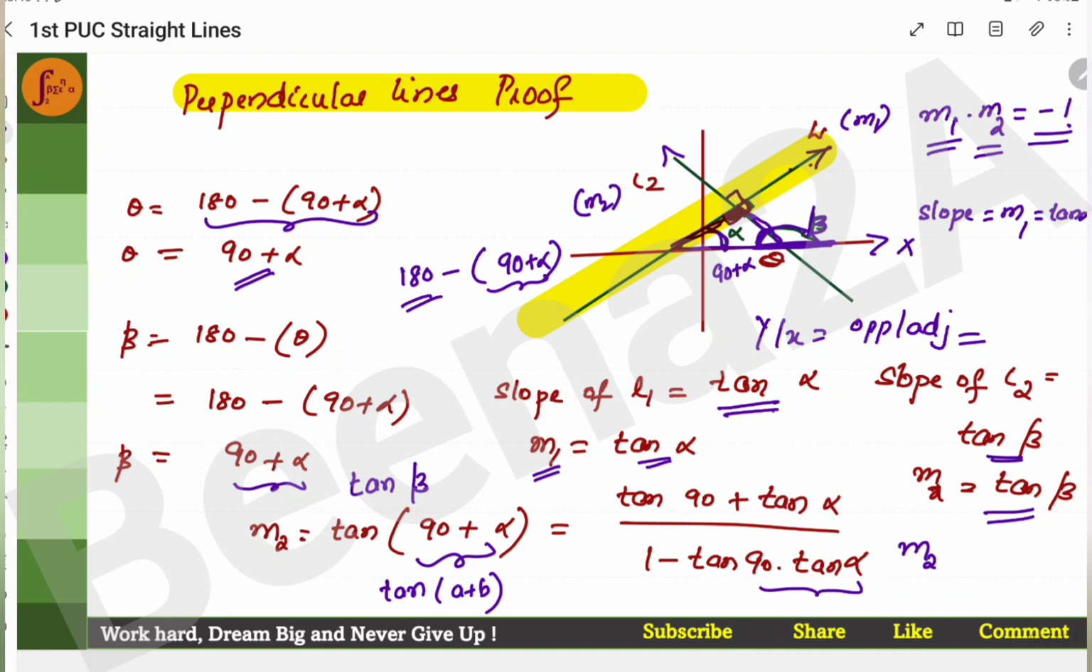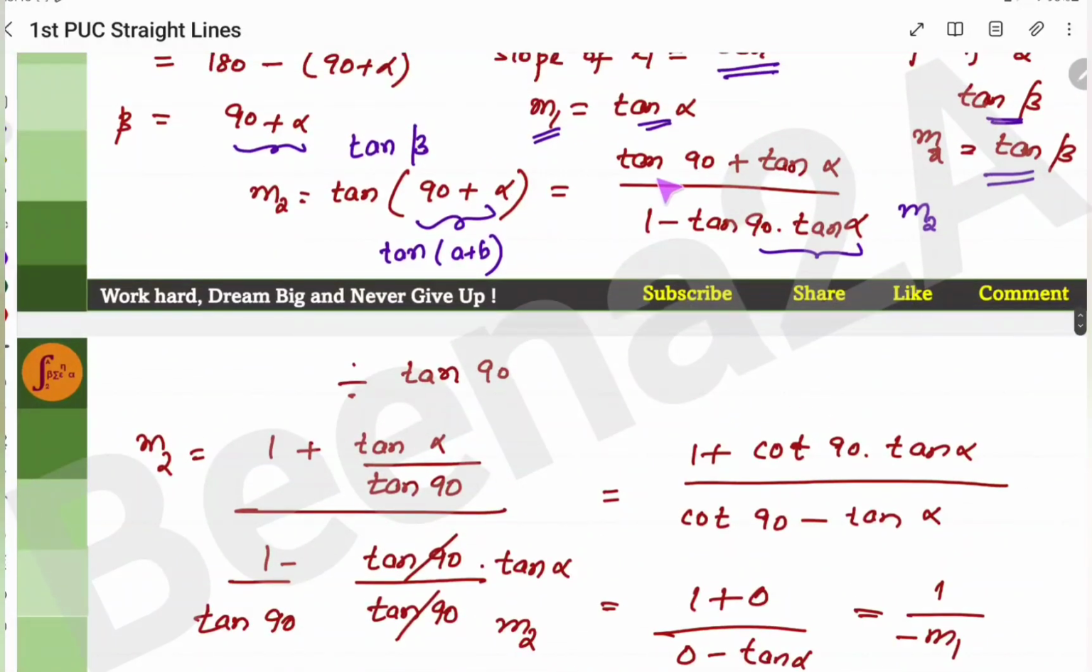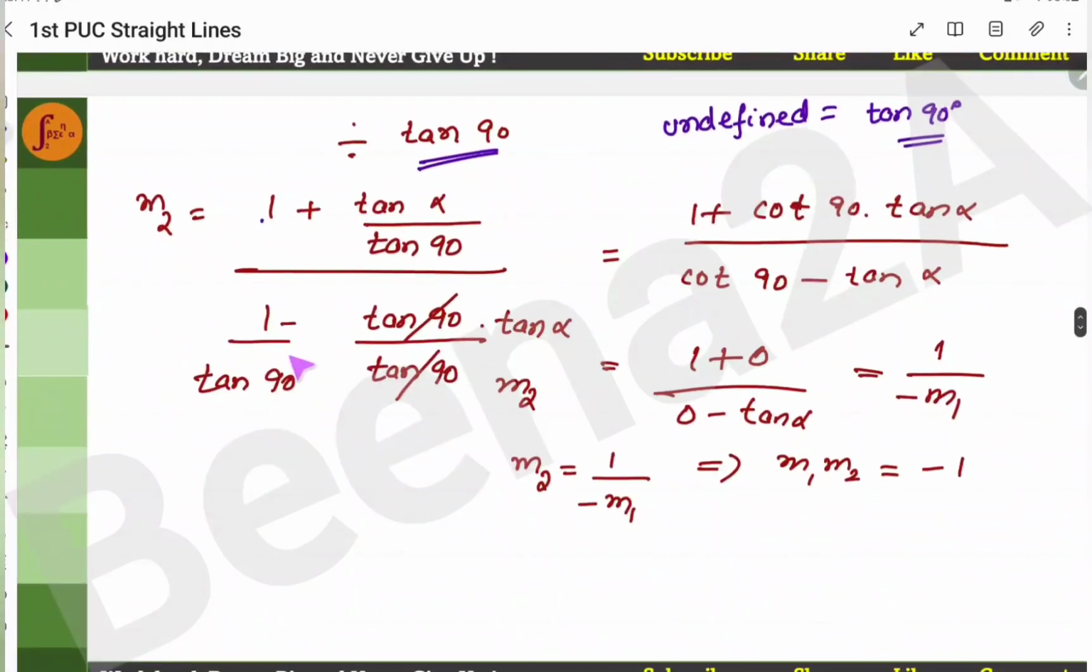Now, see, tan 90 is undefined. It is infinity. So what you do is divide this entire expression by tan 90, so that you can get rid of tan 90. If I divide tan 90 by tan 90, it will become 1 plus tan alpha by tan 90. Similarly here, you divide by tan 90, and then 1 by tan 90. 1 by tan 90 is cot 90, and the value of cot 90 is 0.